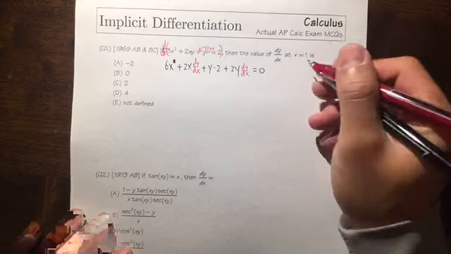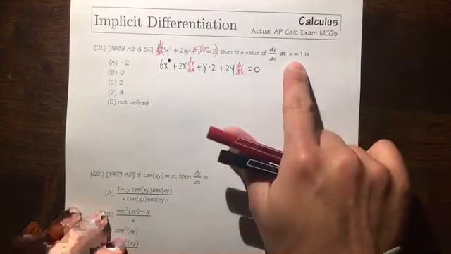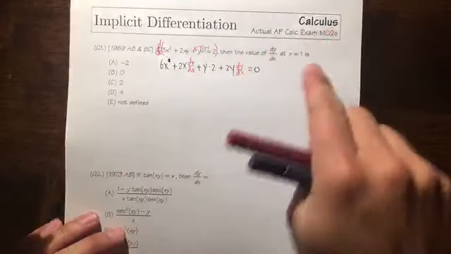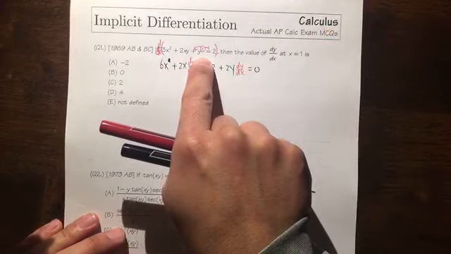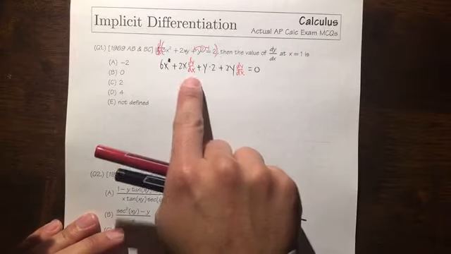Right here it says we are trying to find dy/dx when x is equal to 1, and you have 2 ways to go about this. If you're in a hurry, you can plug x equals 1 into the original equation, solve for y, and then plug x and y into this equation and solve for dy/dx.